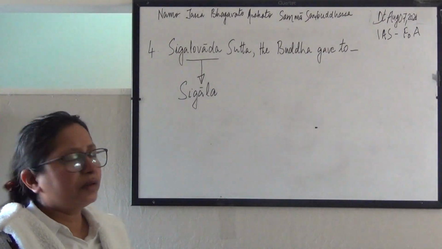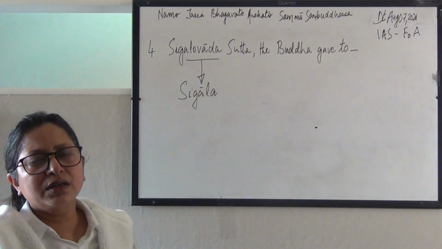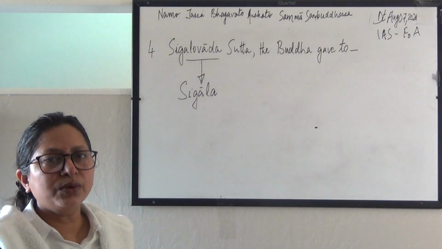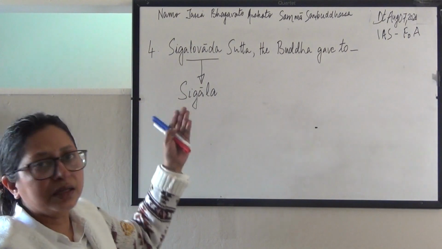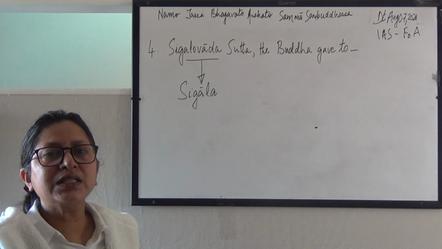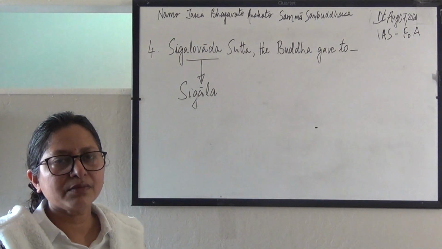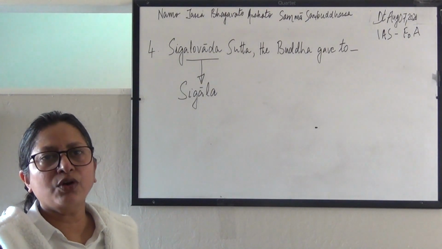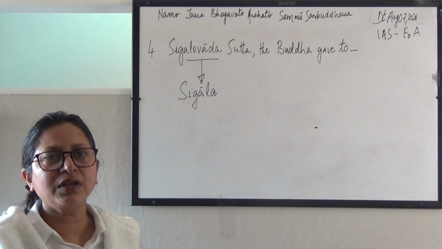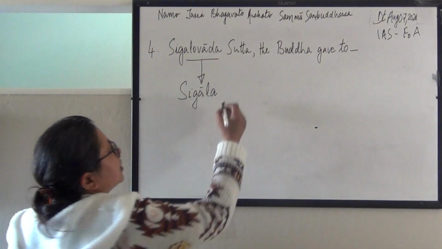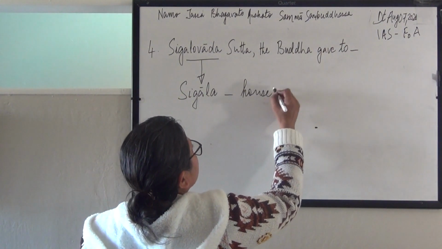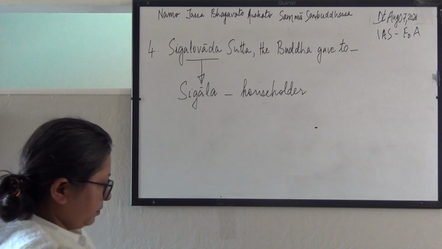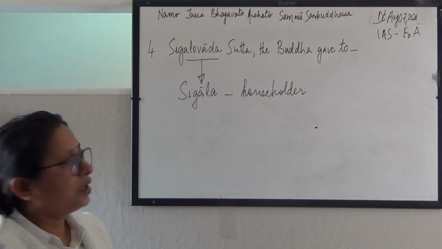We know because there is not much to explain in this. When we go to the Sigalovada Sutta, we know that the Buddha gave this sutta to Sigala. Sigala is the son of a householder. So the options that were given, the option of householder is the right option in this case. So Sigala is a householder.